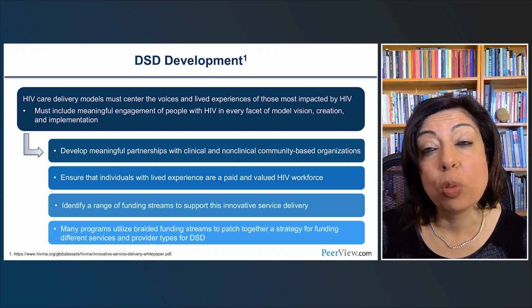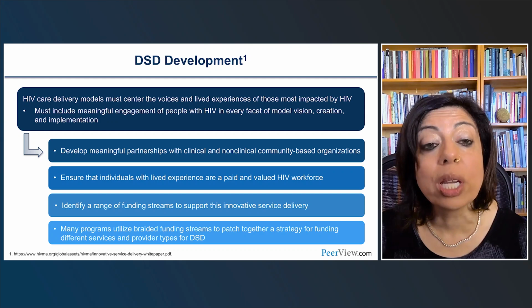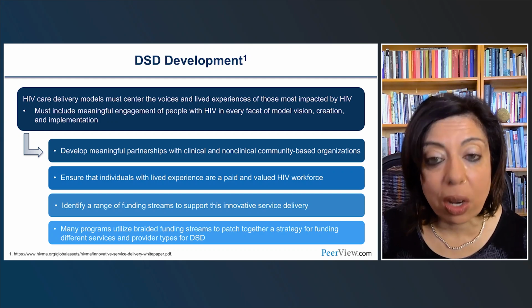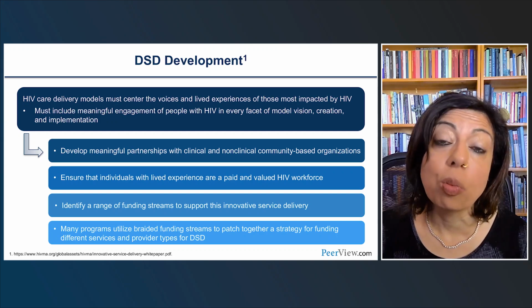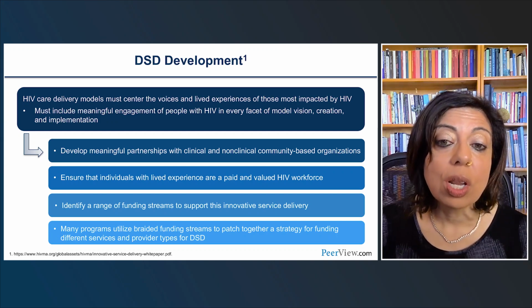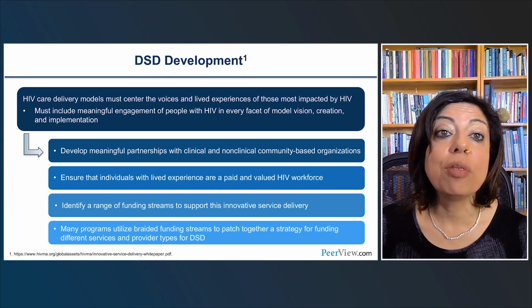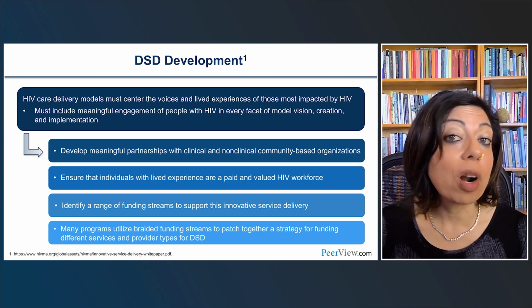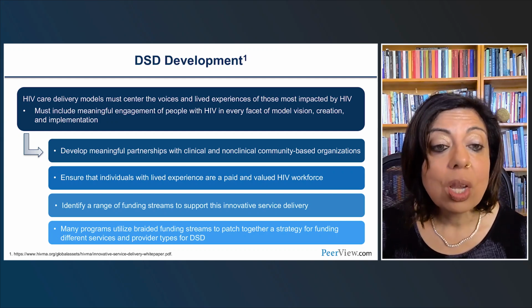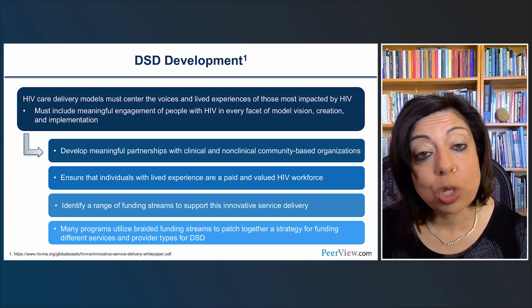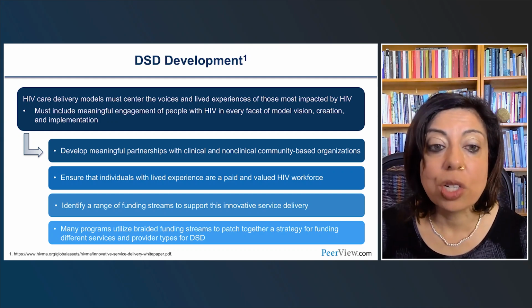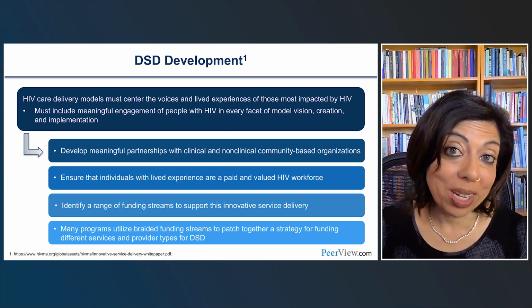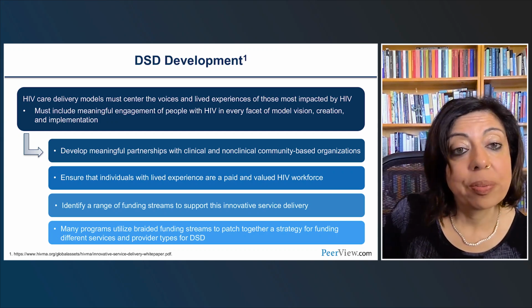In terms of differentiated service delivery development, we really have to center the voices and lived experience of those most impacted by HIV when we engage people with HIV in our care. That means that we have to work with community-based organizations that can help with other determinants. We have to ensure that people living with HIV are part of our workforce and are part of our peer support and community models. We have to identify funding streams that will support DSD delivery and patch together a strategy for funding that allows out-of-clinic services also to be counted into our care paradigms.